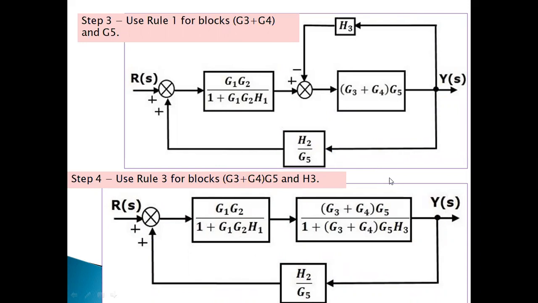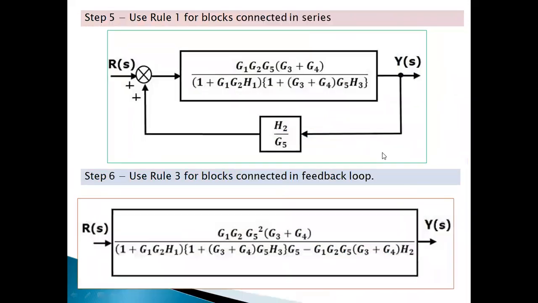Okay, so try to complete this one. Up to this part I have discussed. Finally you will get the answer just by eliminating this one, G by 1 plus GH. So you will get the final answer like this.